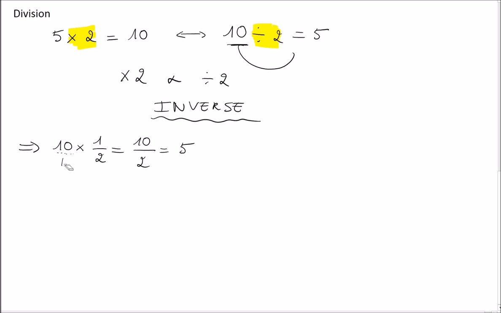So I know 10 times a half is 5. But I also know that 10 divided by 2 is also 5. So an operation of times a half is the same thing as dividing by 2.